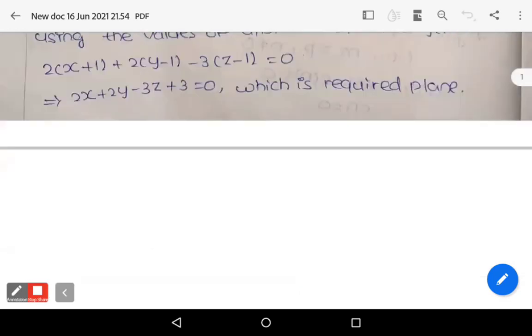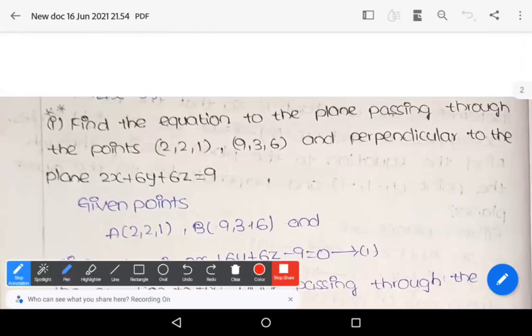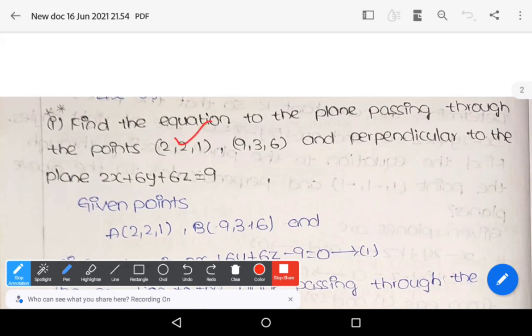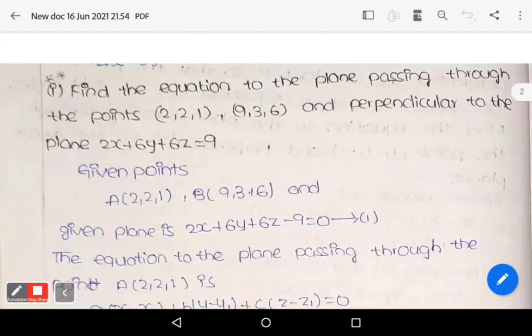Observe that. There is a similar problem. You work out that problem. Find the equation to the plane which passes through 2 points 2, 2, 1 and 9, 3, 6 and perpendicular to another plane 2x plus 6y plus 6z is equal to 9. It is the same problem as the previous problem, but with different values, different points. You have to find an equation of the plane which passes through 2 points and perpendicular to another plane. So using the previous problem, solve this problem.